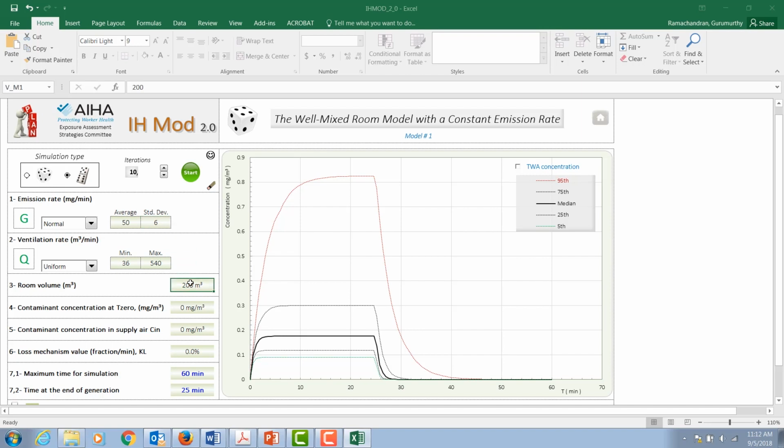The room volume is 200. The contaminant concentration at T equal to 0 is 0. Contaminant concentration in the supply air is 0. There are no loss mechanisms. The maximum time for simulation, let's just again set it to be 300 minutes, and the time at the end of generation, let's say that's 250 minutes.